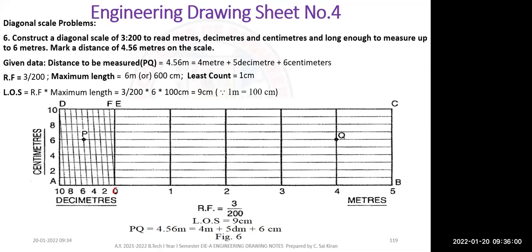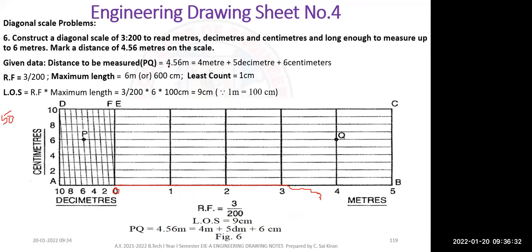First part will be 0. First part 0, second part 1, 2, 3, 4, 5. So this is 0 to 5, and my sixth part is here, 0 to 10. Then what I have to do is, I have to take this vertical line as 50 mm, and each one I have to divide into 5 mm. Then I can know that 0 to 4 is the 4 meters.